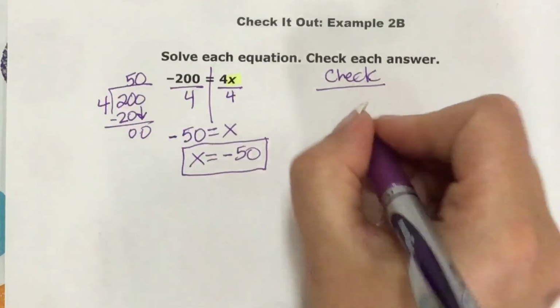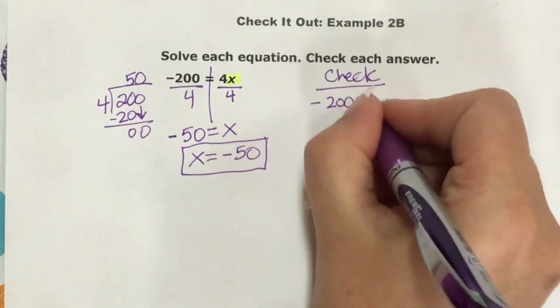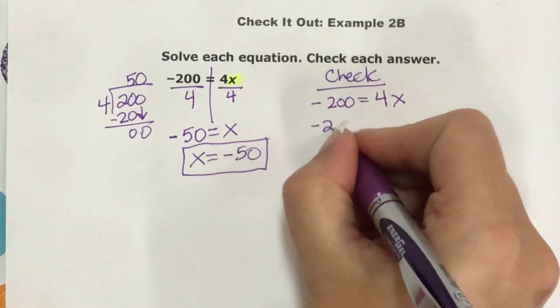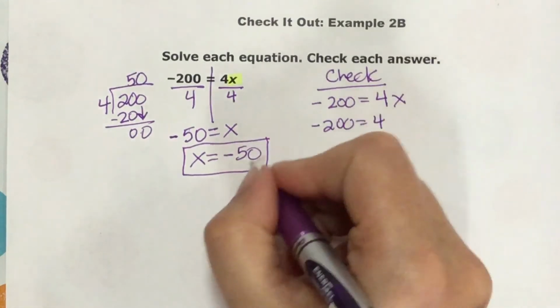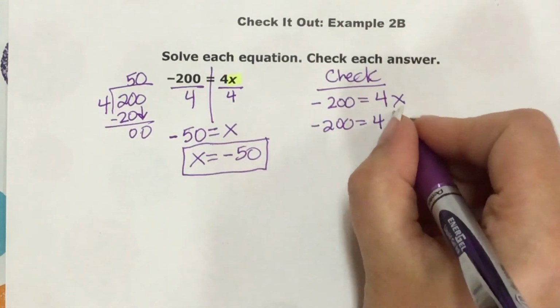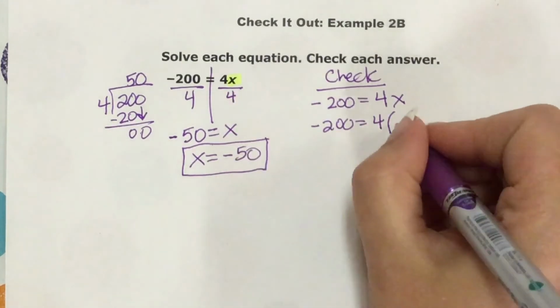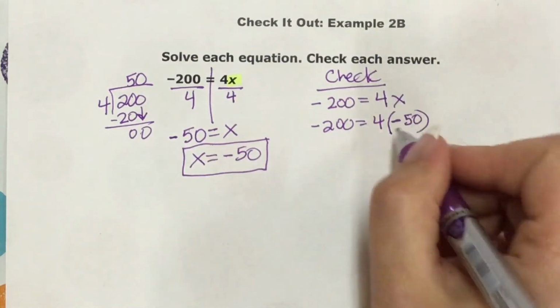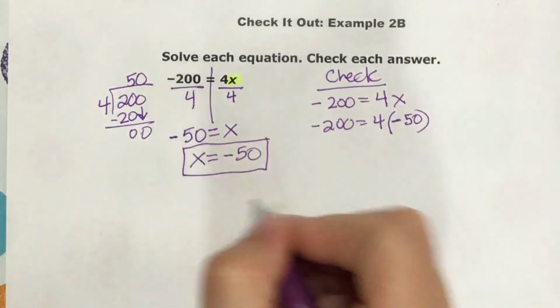We're going to rewrite the original equation. Negative 200 equals 4x. And I'm going to rewrite this, and then we're just going to substitute negative 50 in for x. Now there's this 4 here, and it's 4 times x, so I'm going to go ahead and write the parentheses because it's a negative number. And we just have to do this. So I'm going to do this over on the side.